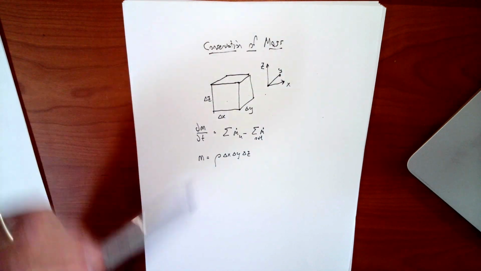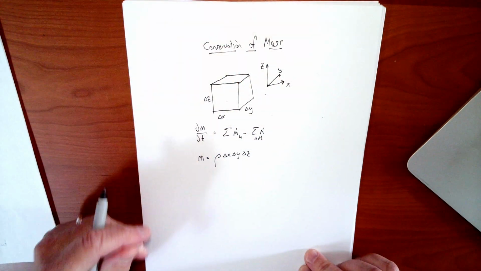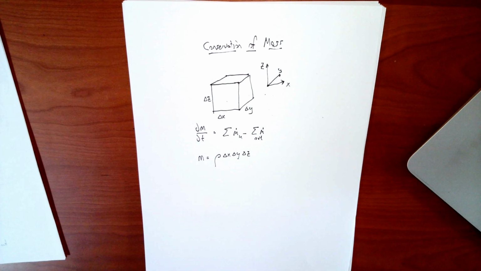The difference between this and the control volume analysis that we did in the past is that we're going to take the limit as delta x, delta y, delta z go to 0 to get a differential equation. So it's not going to remain a large box. It's going to represent an infinitesimal point in space.